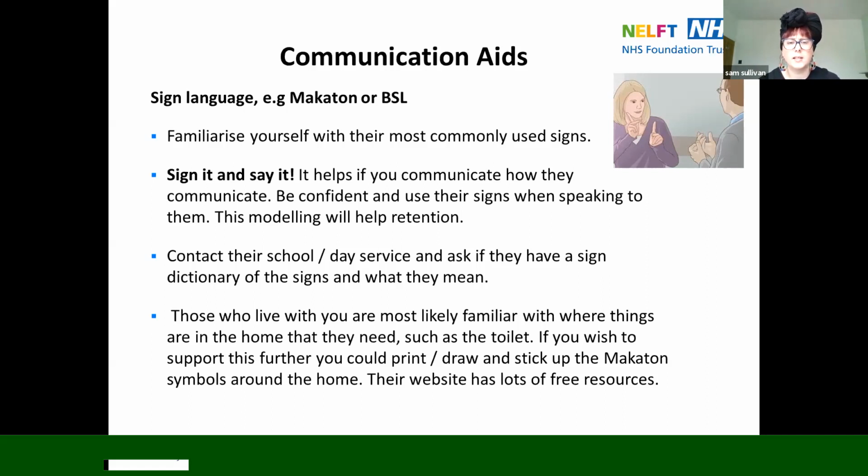Already covered contacting schools and services. They may have sign dictionaries where you'd get an image of the sign and a description of what it means. So that's quite helpful to have around for your own benefit. And the people that live with you are usually familiar with where things are in their own home, such as the toilet, the kitchen, where to get things that they can independently. But if you want to support this further, if they're using something such as Makaton, you can go onto their website, which has lots and lots of free resources, and you could be using the symbols around the home.